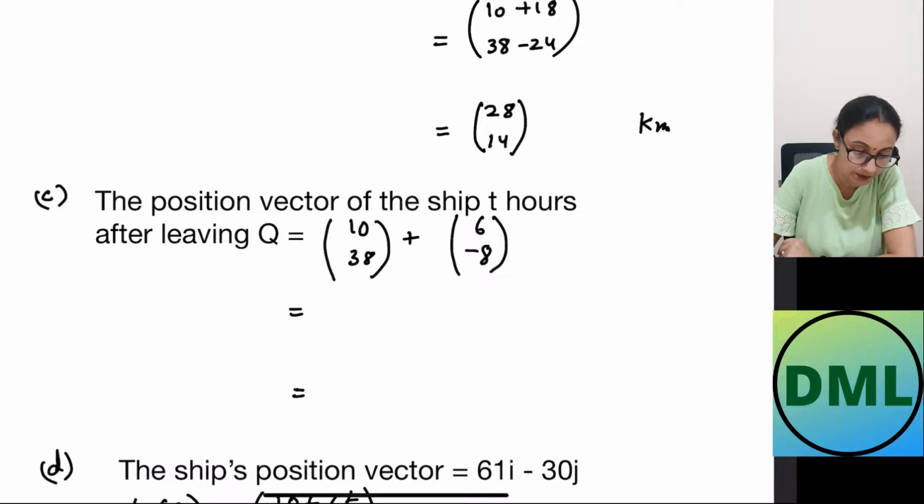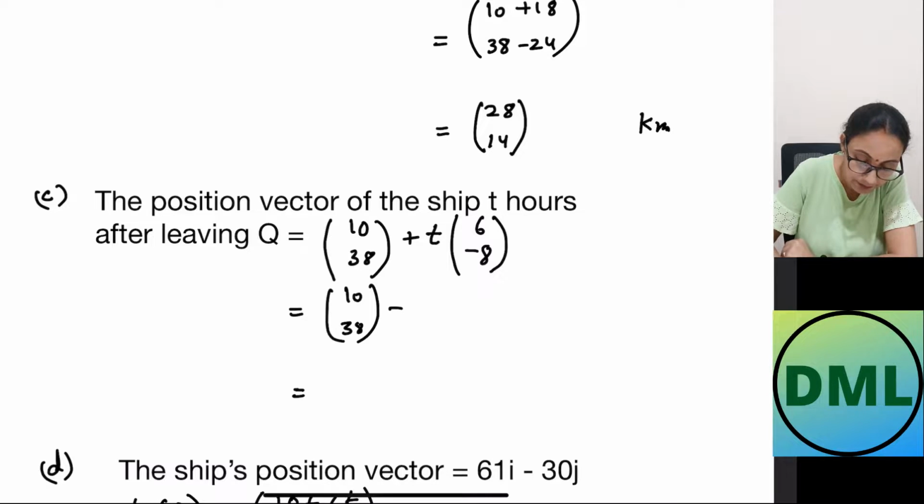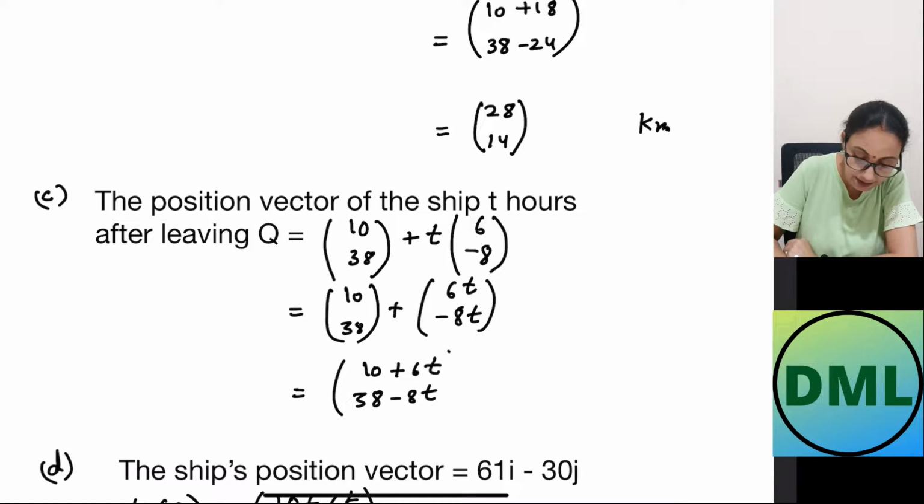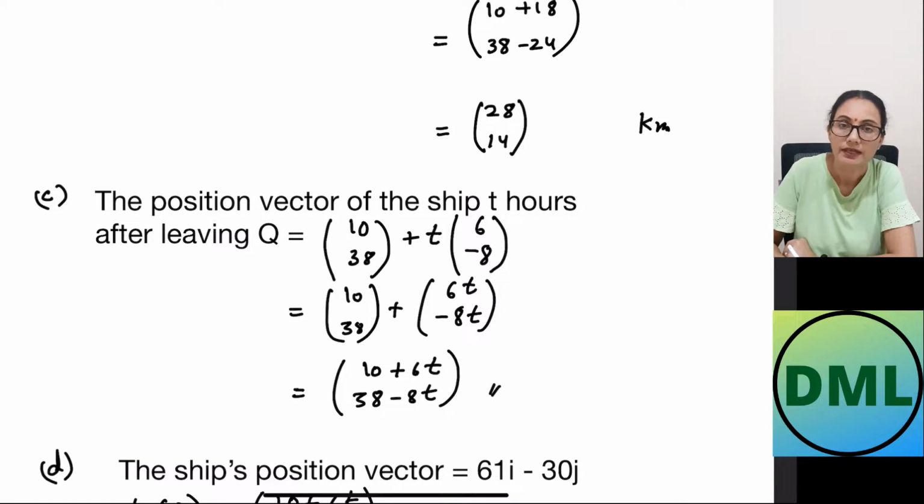Now we have to find out the position vector of the ship t hours after leaving Q. So this is the initial position, this is the velocity vector. We have to find out the position after t hours. That means I have to multiply this with time t. So if I solve it here, that will be (10, 38) plus (6t, -8t). If I join it, it will be 10 plus 6t and 38 minus 8t. That will be your answer after t hours.